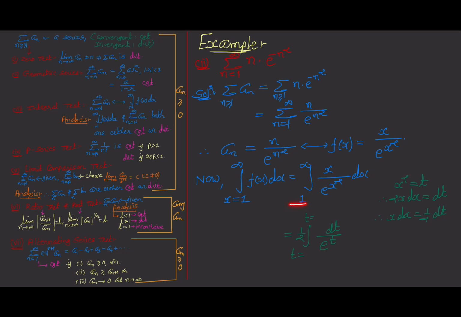So when x is equal to 1, what is my t? When x is equal to infinity, what is my t? When x is equal to 1, therefore x square is equal to 1. When x is equal to infinity, x square is equal to infinity. And what is my x square? X square is t. So t is 1 and t is infinity. That I substitute here. So t is equal to 1 to t is equal to infinity.